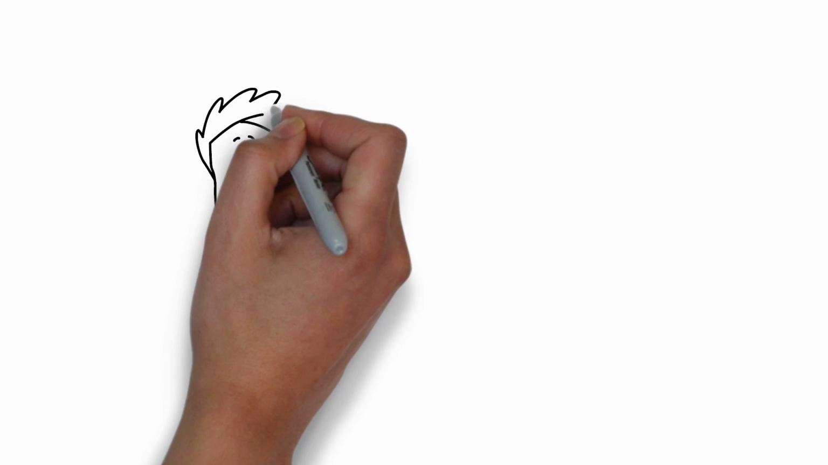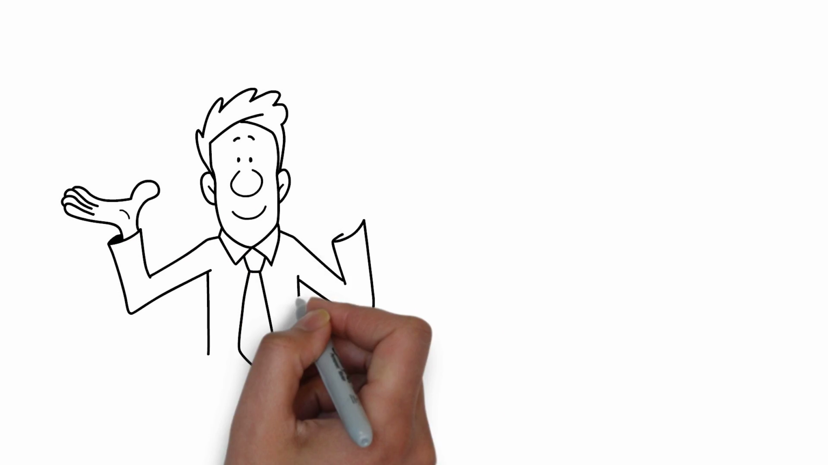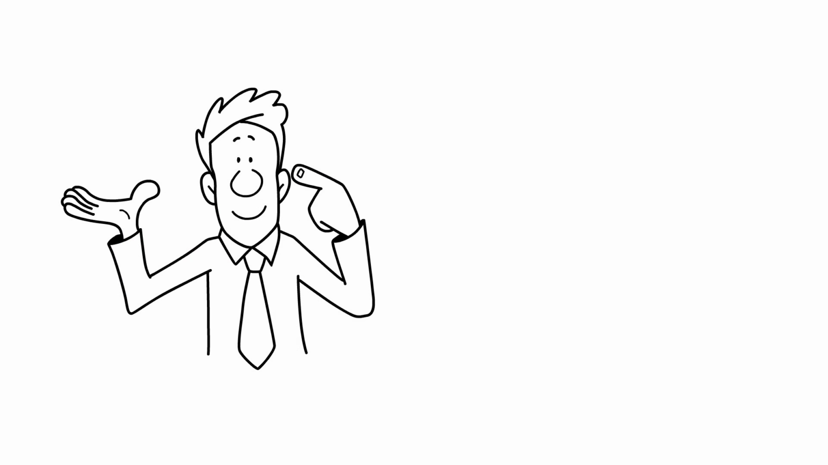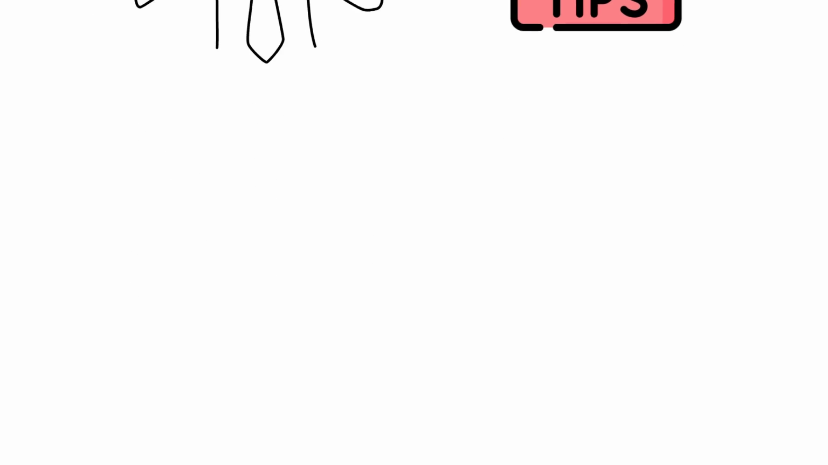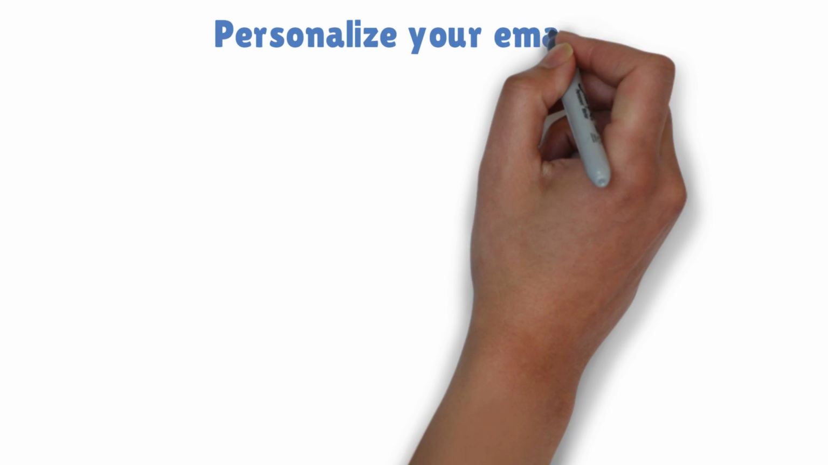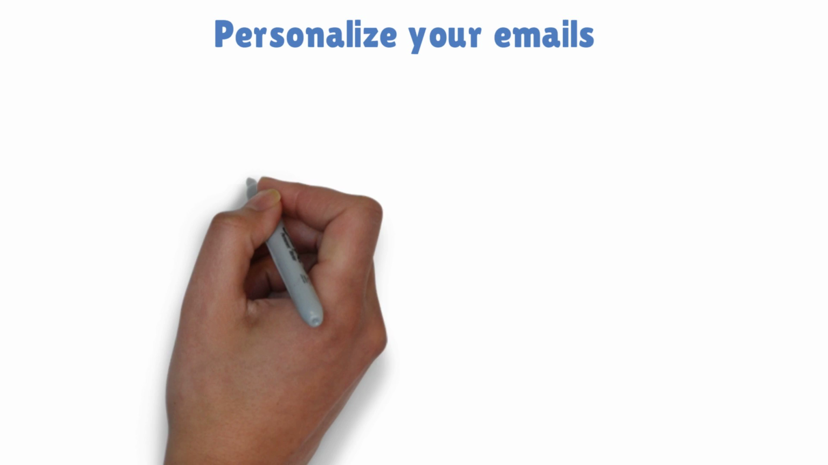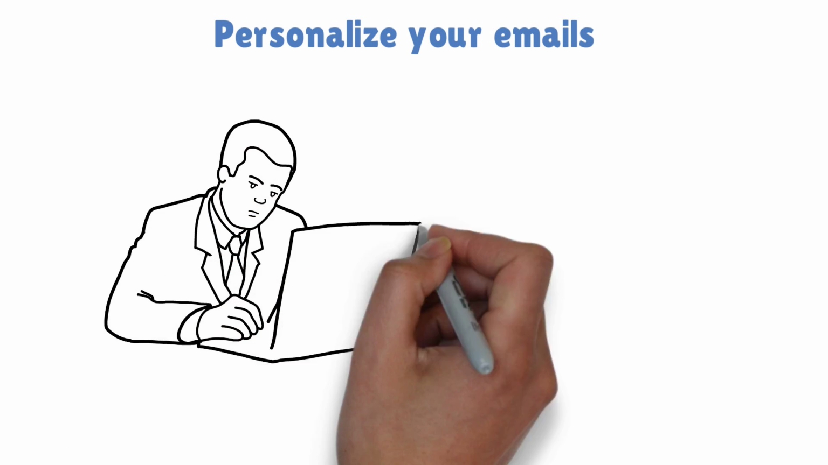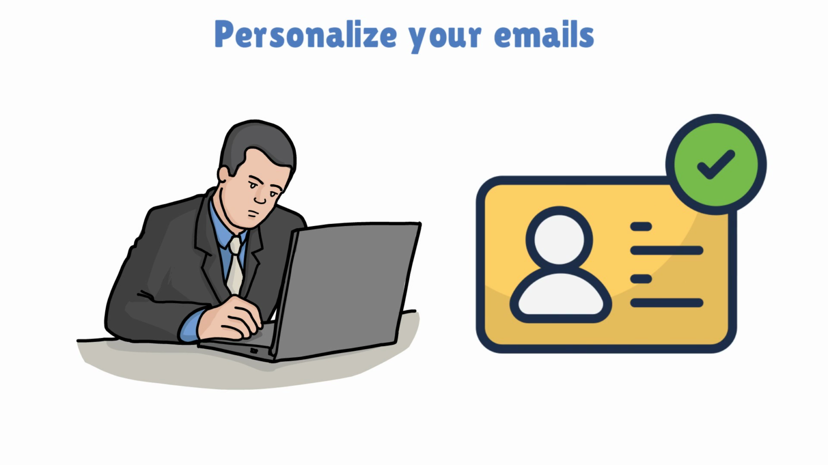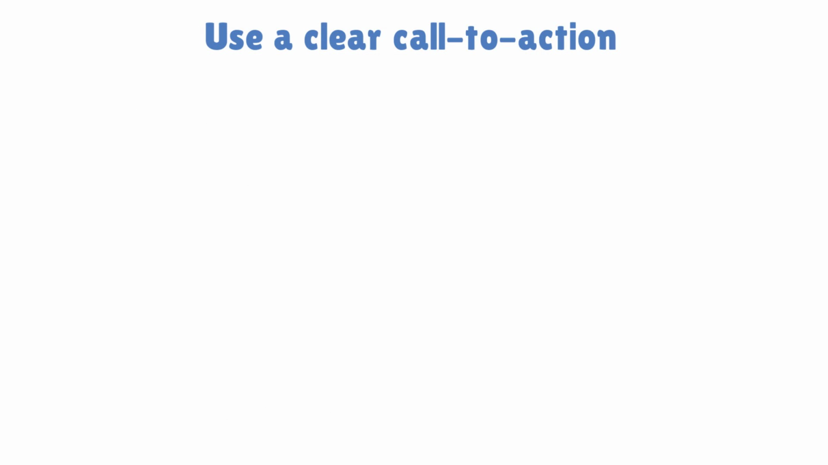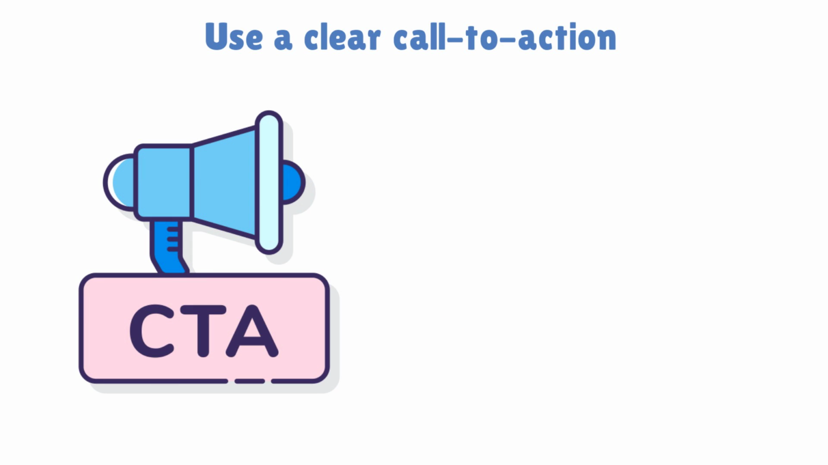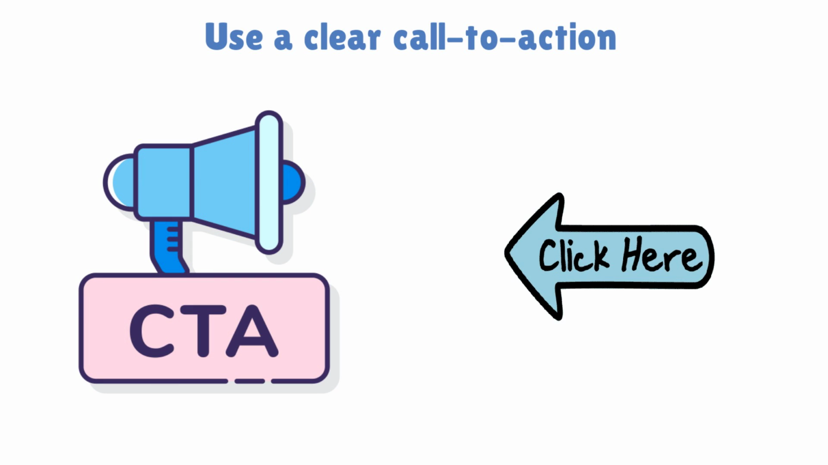Now, you know the basics to get started with email marketing with proper knowledge and softwares. So, here are some tips and tricks to make your email marketing campaign successful. First tip is to personalize your emails. Personalization can increase click-through rates. Make sure to include the subscriber's name and personalize the content based on their preferences. Second tip is to use a clear call to action. A clear call to action can increase conversions. Make sure to include a button or link that directs the subscriber to take action.